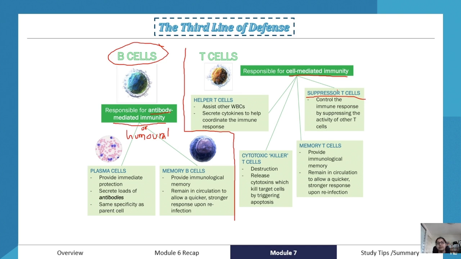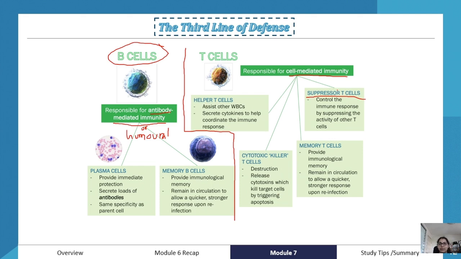So just remember, the B cells are playing a huge role in the antibody-mediated immunity, or humoral immunity, and the T cells play a big role in the cell-mediated immunity. I just like to remember B cells as antibody-mediated immunity, like they're responsible for it. Think about B cells and antibody, like antibody and B cells. And that's how I remember that the opposite is the cell-mediated.